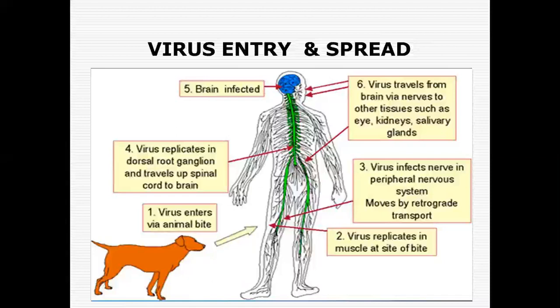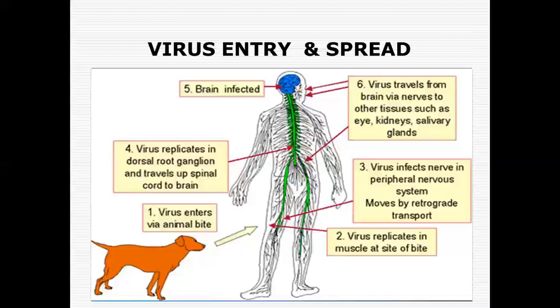And then it travels to the spinal cord and then to the brain, where, when the brain is affected, there is meningitis. And then the virus travels from the brain via nerves to all the tissues; it can go to the eye, can go to the kidney, can go to the salivary glands. So this is how the generalized picture of the virus spread in the human body looks.